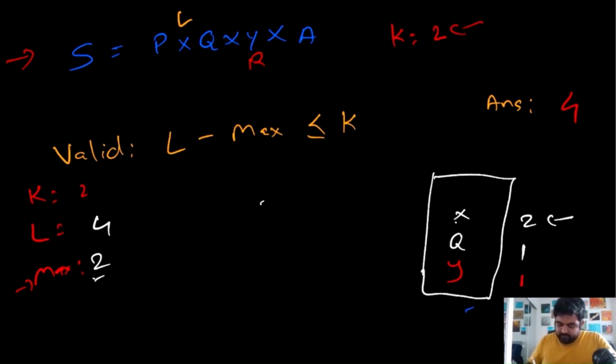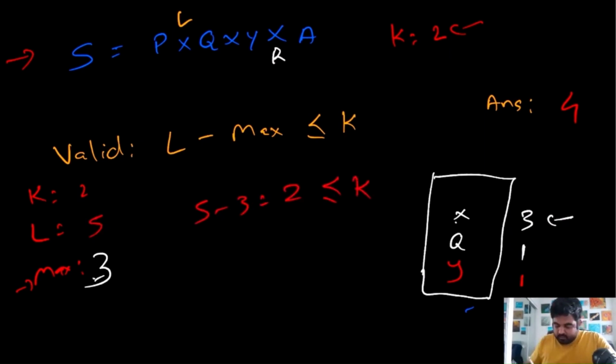Now again we will update the value of our r. So now r comes at this place. Because r comes at this place, the occurrence of x comes to 3. Now because this comes to 3, we will update the value of maximum occurrence to be 3, and we will update the length to be 5. Now we'll do 5 minus 3, which is 2. 2 is still less than or equal to k. So because 2 is still less than or equal to k, we can update our answer to whatever length we have found, which is 5. So we will update our answer to be 5.